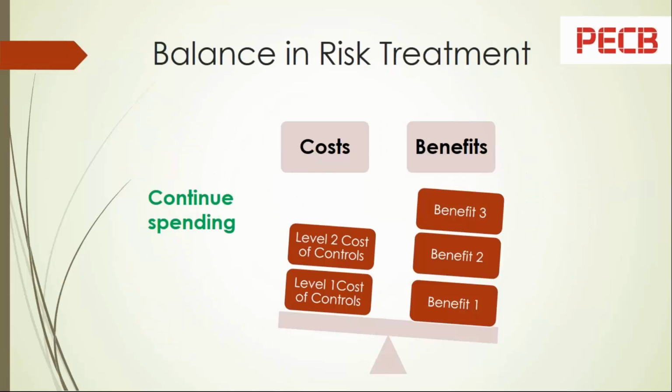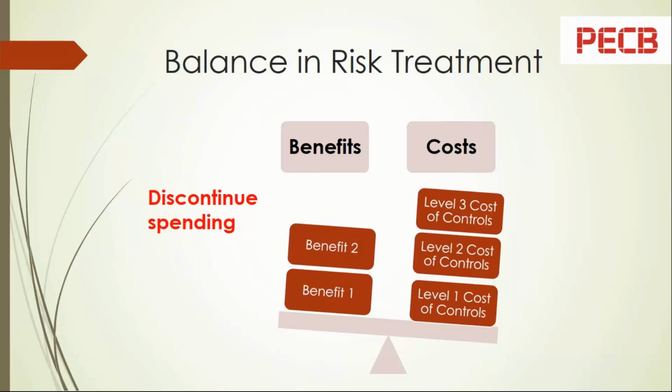Let's now look at the balance that is required in risk treatment. We're looking at costs versus benefits. What is a logical, business-wise thing to do if benefits exceed costs? Continue spending. Ride the waves. So here we see a balanced situation. Benefit 1, benefit 2, benefit 3, all are indicating that market is increasing, opportunities are increasing, costs are lower. We just have two levels of cost. So continue spending. You can gain, you can benefit.